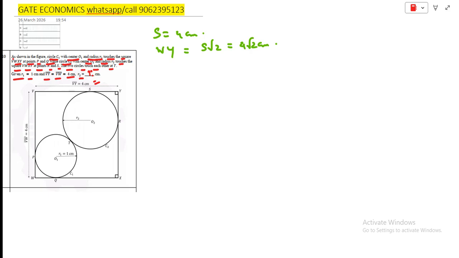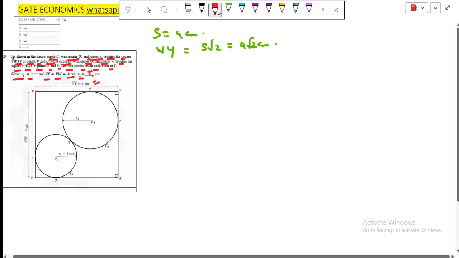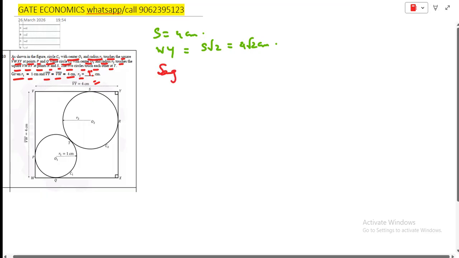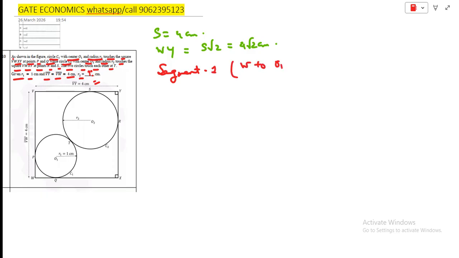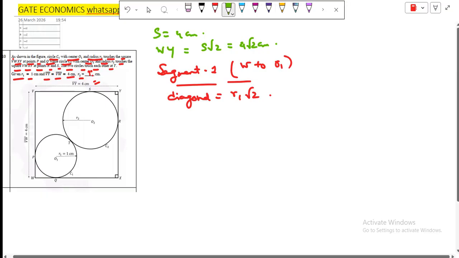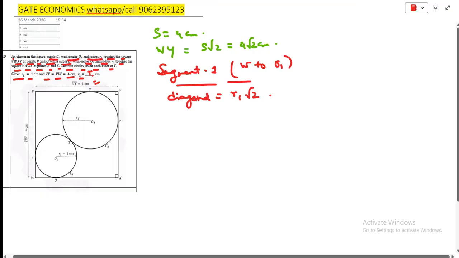Now let's break the diagonal WY into segments. It's like a sandwich. So first is segment 1, and what is this? WO1. Okay, now this is the distance from the corner W to the center O1. Since C1 touches the sides, it forms a tiny little square of side R1. The diagonal of that tiny square is what? R1 root 2.